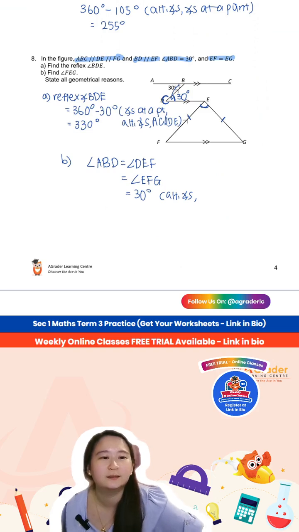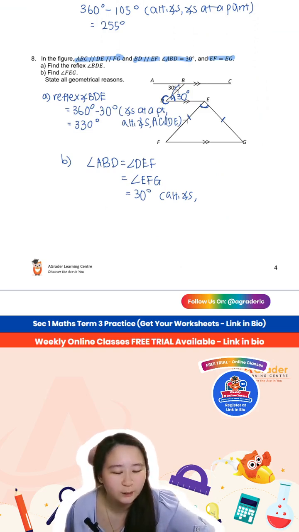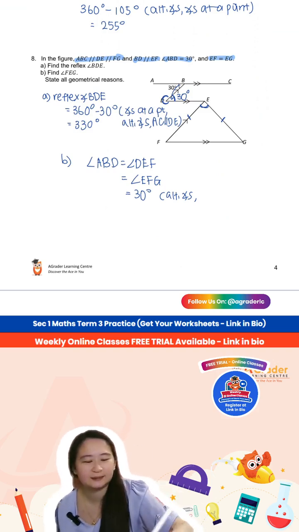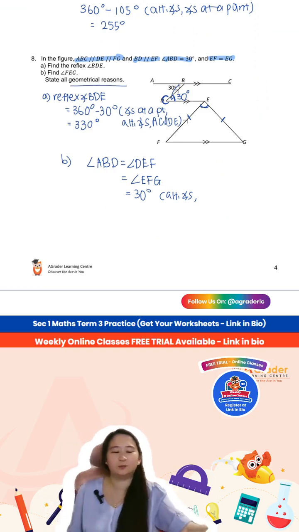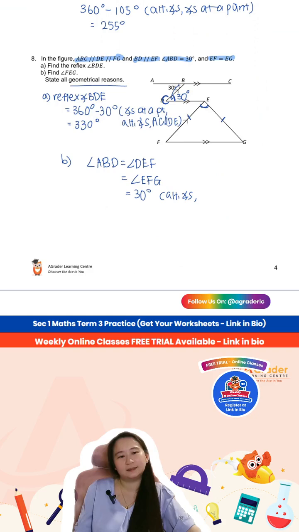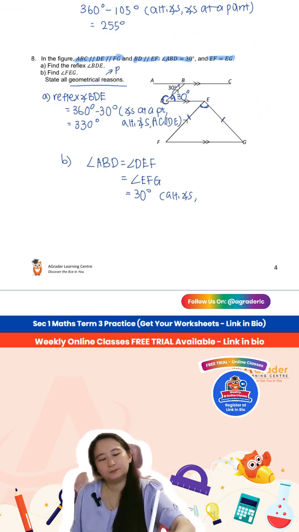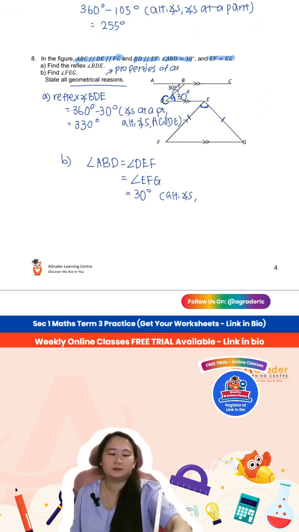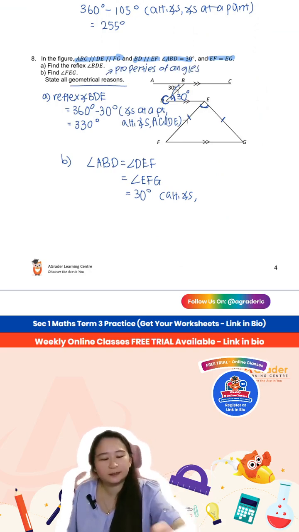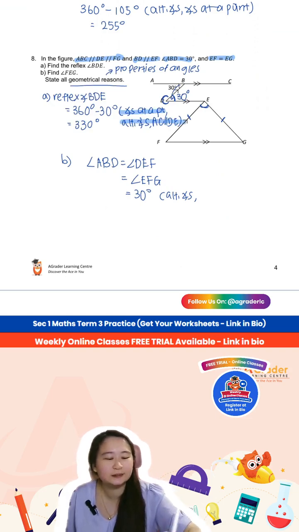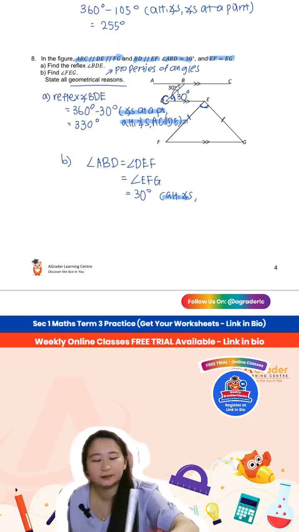Which one? Oh, it's just the properties. They are called the geometrical reasons, properties of angles. Like all these are called the reasonings. All this here, alternate angle, all this.